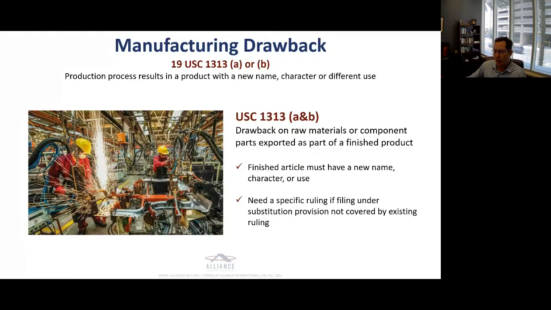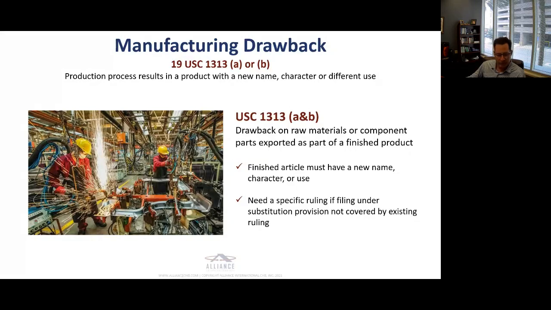Under manufacturing drawback, we're going to be able to claim drawback. So if we're making an airplane component that ends up on a Boeing aircraft and it's being produced from imported titanium from China, once the component is exported as part of the finished aircraft, we could file a manufacturing drawback claim and reclaim the duty associated with the imported titanium.